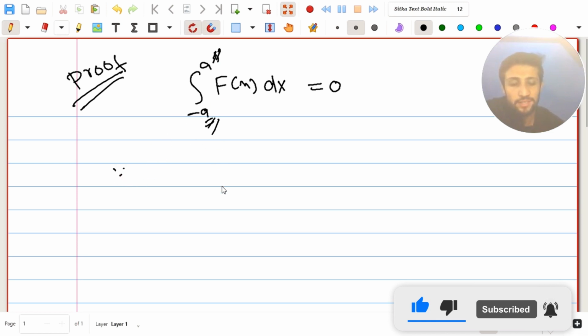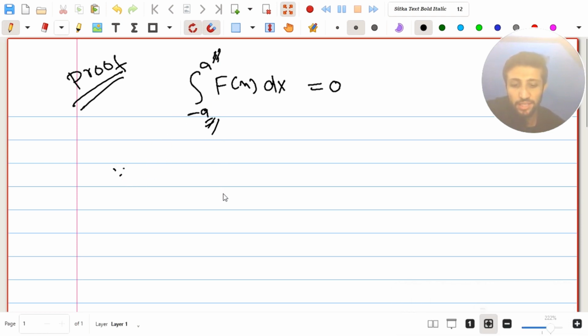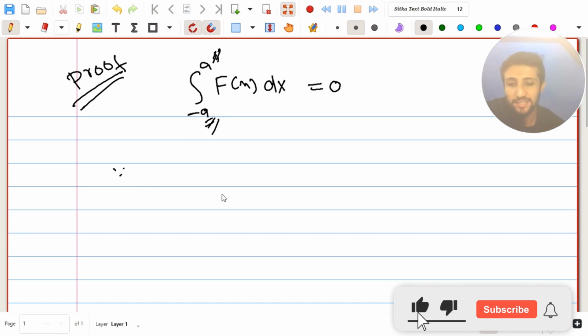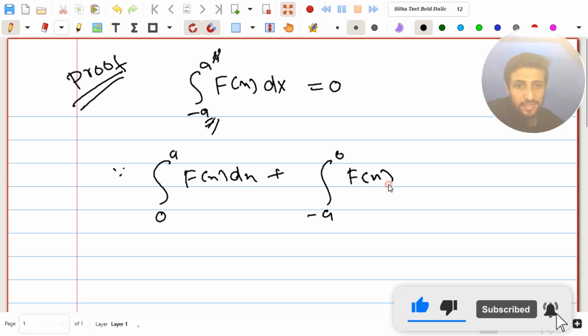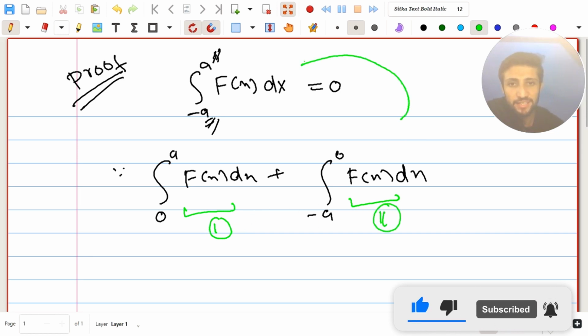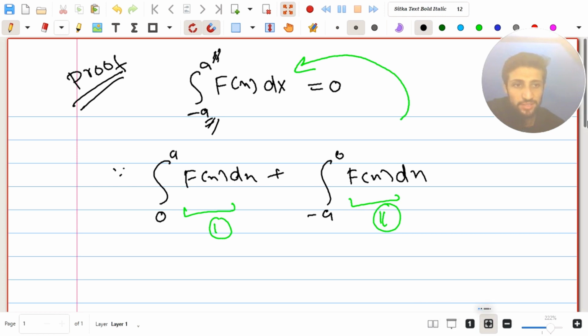Rather than going from minus a to a, I can go from minus a to 0 and 0 to a. So I can write this integral as the integral from 0 to a of f of x dx plus the integral from minus a to 0 of f of x dx. Now you can see that this is my first integral, and this is my second integral. If I sum these both integrals, I will get this integral over here. Now this is really simple.